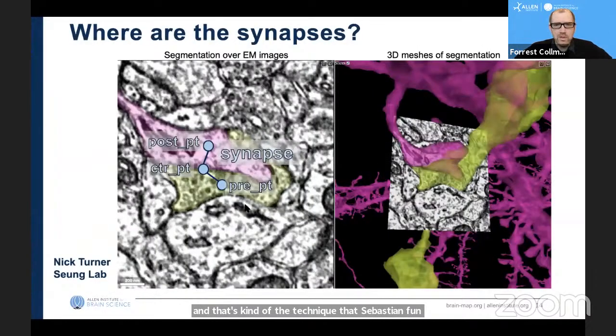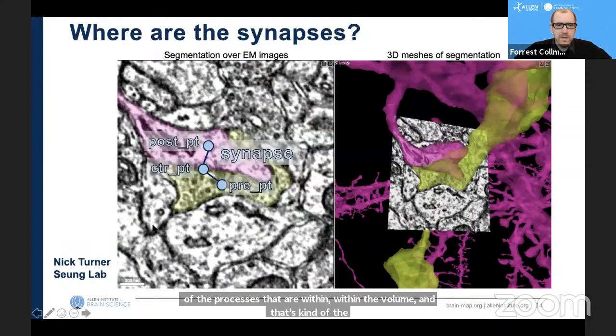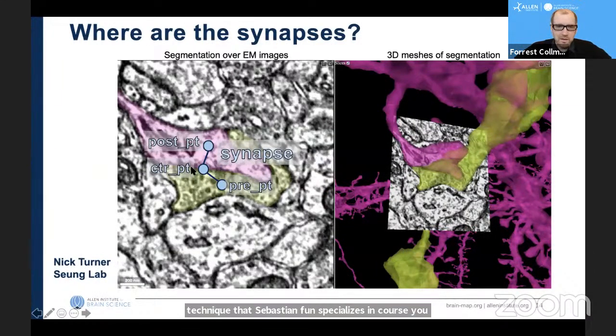Of course, you also need to do one other thing, which is detect the synapse locations. Nick Turner, who you'll hear from later, is in fact the expert at doing this, training machine learning algorithms to identify that there is a synapse here that connects this object to this object.